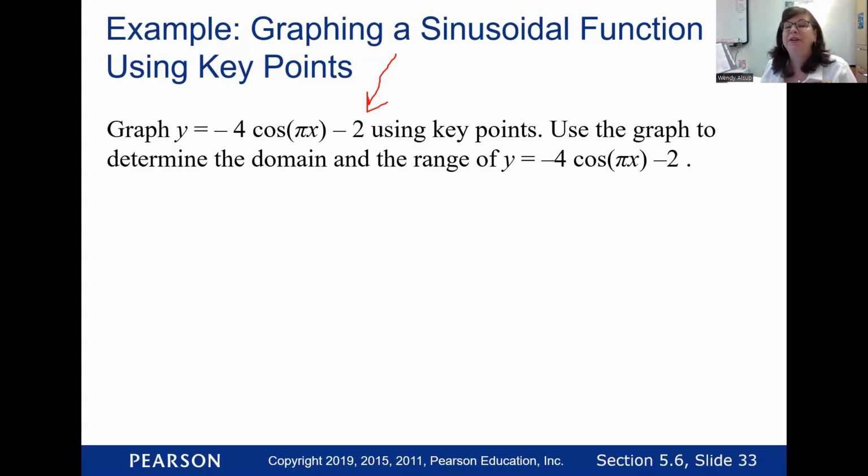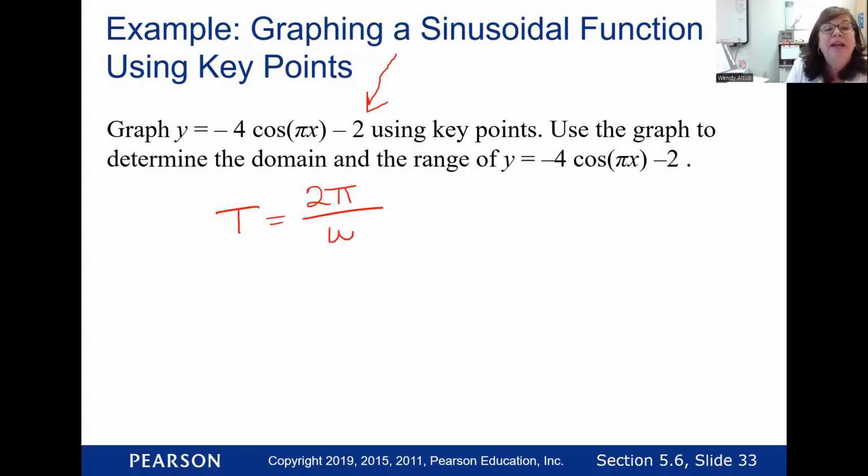And what is our period going to be here? Well, we need to find our T. Our T is going to be 2 pi divided by the omega. So our period is just going to be, oh wait, our omega was indeed pi. Pi's cancel out. We have a period of 2. A period of 2.